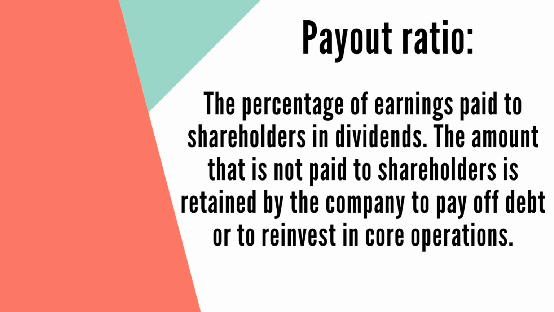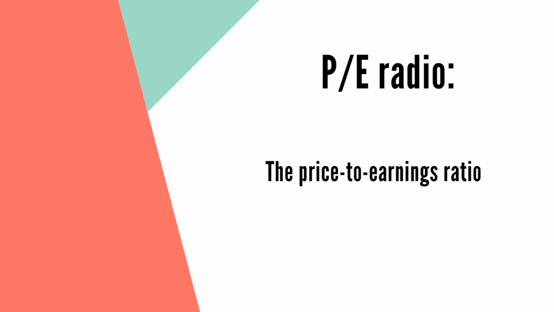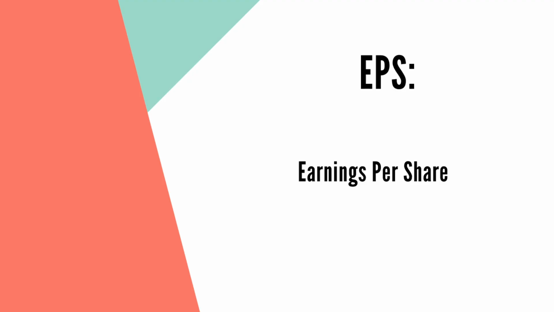Next is cash payout ratio, and that is a financial metric showing the proportion of earnings a company pays shareholders in the form of dividends, expressed as a percentage of the company's total earnings. On some occasions, the payout ratio refers to a dividend paid out as a percentage of a company's cash flow. And then a couple other little ones is PE ratio, and that is price to earnings ratio, and then EPS, and that is earnings per share.